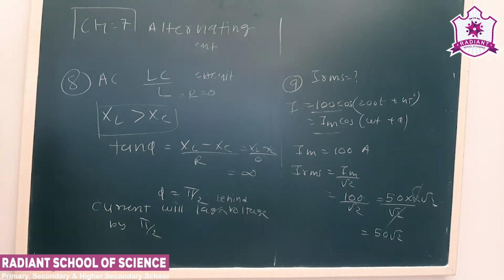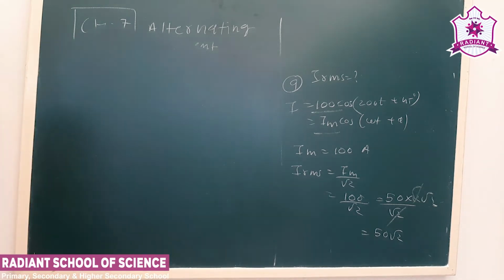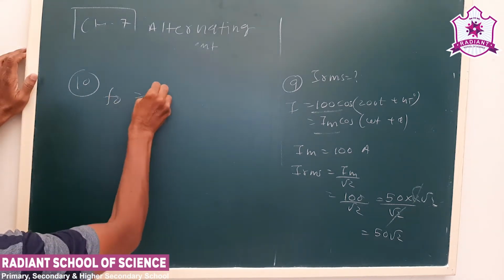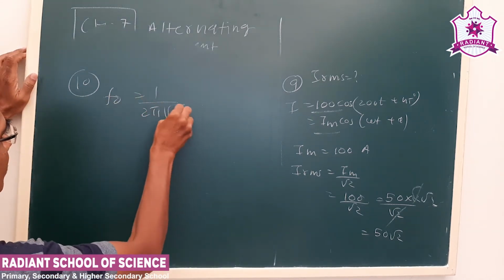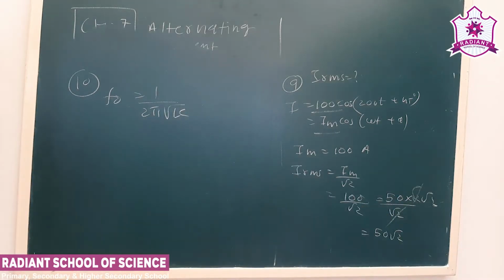Now see our next MCQ, that is MCQ number 10. Okay, now what is the value of the resonance frequency? Okay. Now we derive the equation of resonance frequency is 1 upon 2 pi root LC. Okay, resonance frequency is 1 upon 2 pi root LC that we have derived earlier.